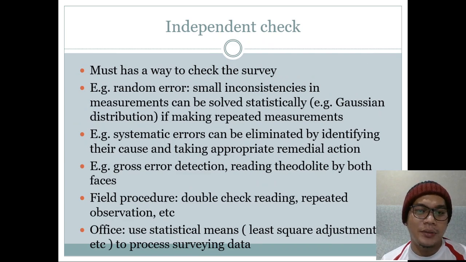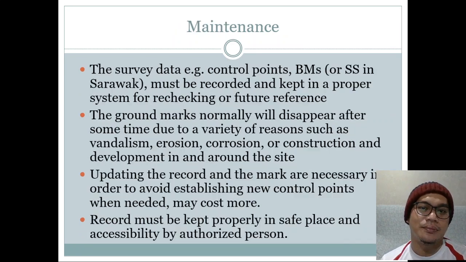And another one will be the independent check. It must have a way to check the survey. So there are quite a few examples here: random error, systematic error, and gross errors, which could be checked by the surveyor himself or by any third party. And there are field procedures, and we also can use desktop processes in order to estimate the errors and also to do some corrections.